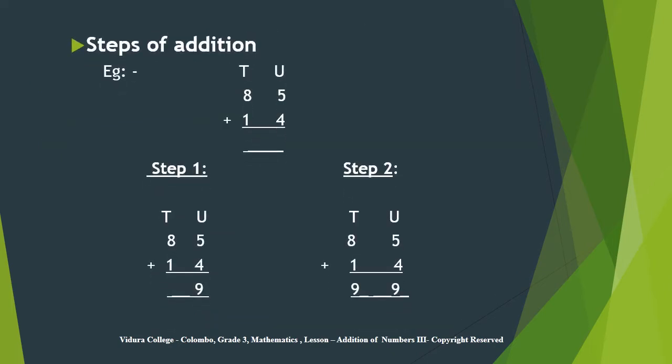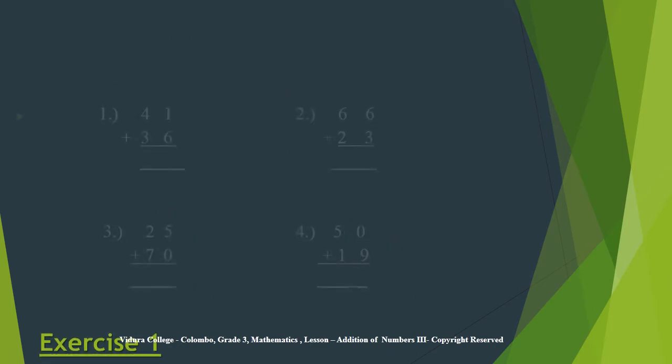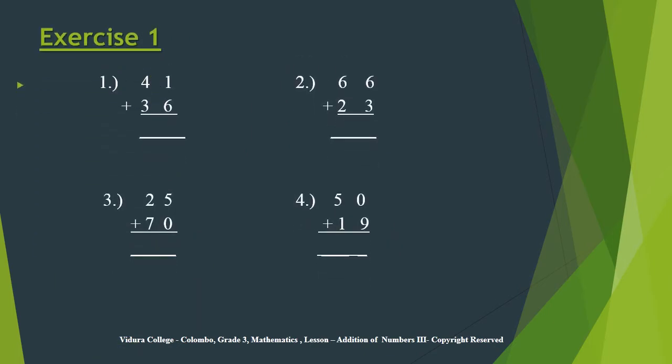Okay children, now you can see here that I have used the same method to solve that sum using two steps. First by adding the units place values and then by adding the tens place values to get the final answer. Okay children, let's do a small exercise. I have given you 4 sums. Why don't you try to find the correct answer?